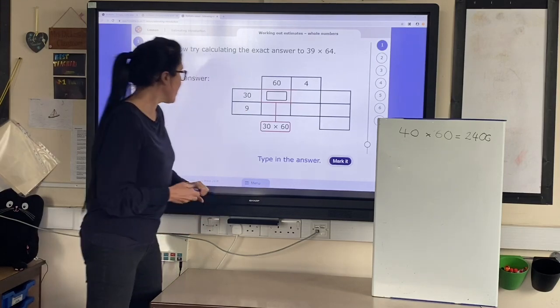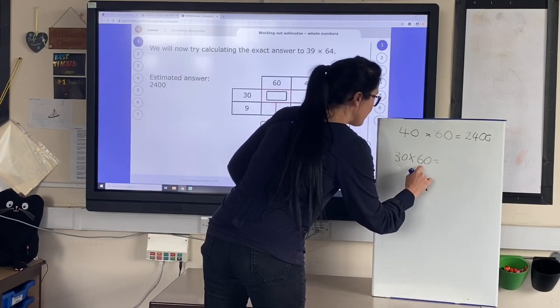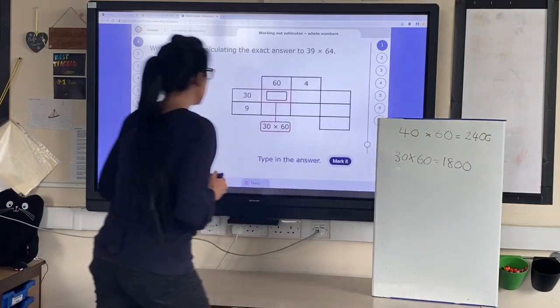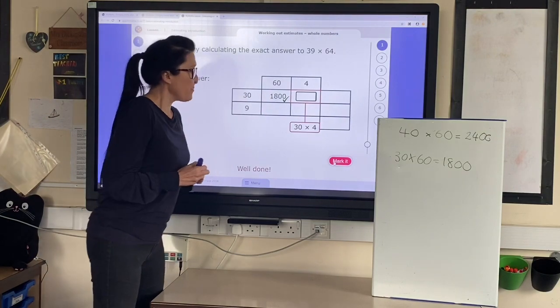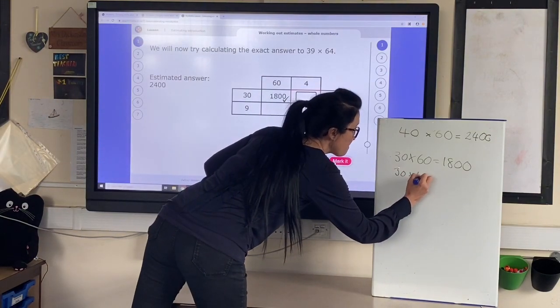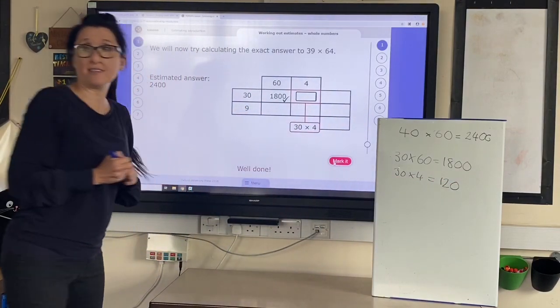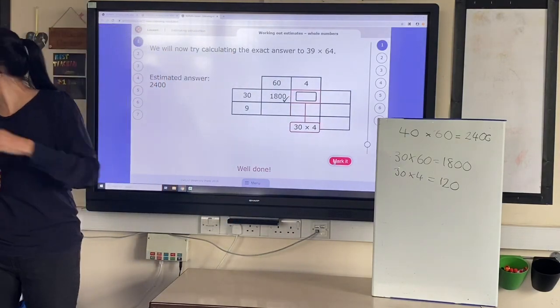30 times 60 is, if we look on here, 3 times 6 is 18, times 10 is 180, times 10 again is 1,800. I'll just type that in. Then it's going to ask you to mark it. Okay, so we've got that. 30 multiplied by 4. Well, we know that 3 times 4 is 12, multiplied by 10 is 120. Right, so we're going to put 120 into that box and mark it.